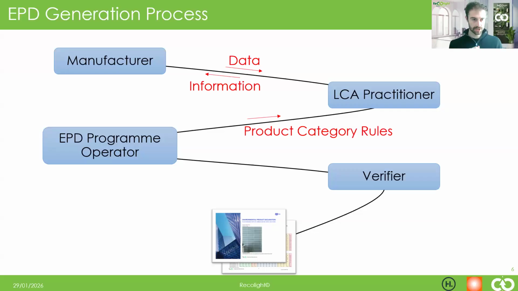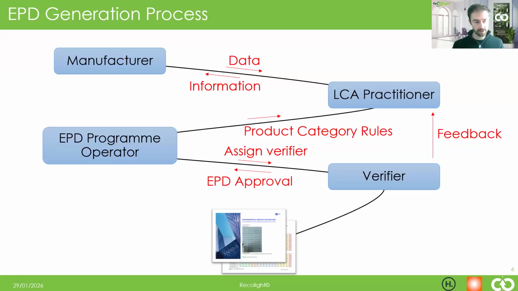When the LCA practitioner has created the lifecycle analysis and the EPD document, they'll notify the EPD program, who will then assign a verifier. And this is so that you can seek third-party verification. The verifier will then feed back to the LCA practitioner and the manufacturer, probably asking questions like, where did you get this assumption from? How have you modeled this? Why have you done this like this, etc., etc. Once the verifier is happy, they will tell the program operator that they're happy to approve it, and the program operator will then publish the EPD on their website, typically.